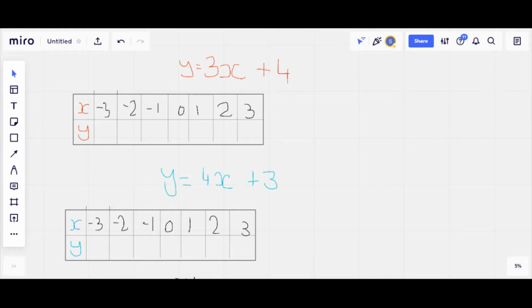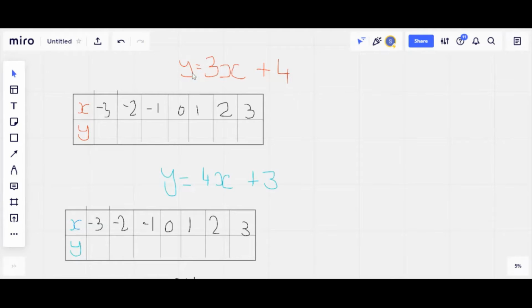So in this video, we're going to have a look at graphing this pair of lines on the same set of axes. So firstly, what we're going to do here is use this formula, or this rule, to fill out the tables that we have here. And then we're going to plot the dot points and connect the lines.